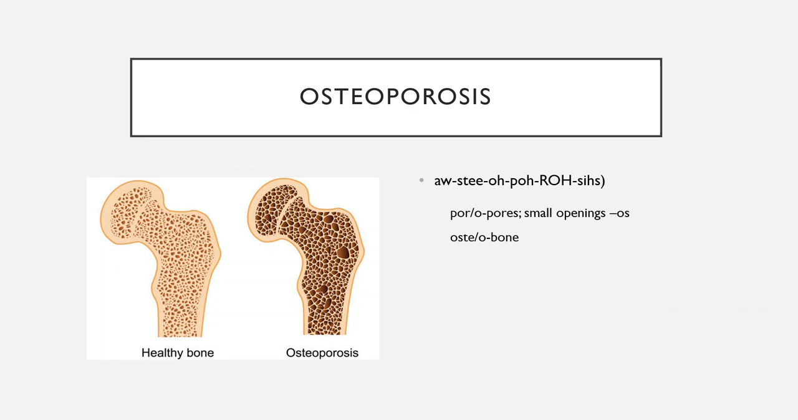Osteoporosis. Poro is pore, os is openings, osteo is bones. So this is when you have small porous openings in the bone. And it's a condition that affects especially older women, and is characterized by a decrease in bone mass with decreased density and enlargement of the spaces of the bone that makes them porous, brittle, and fragile. So it's the condition of porous bones.